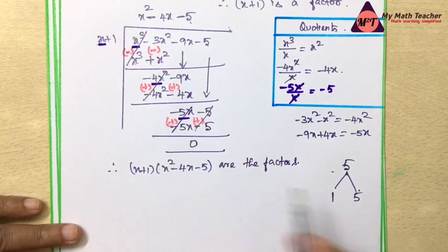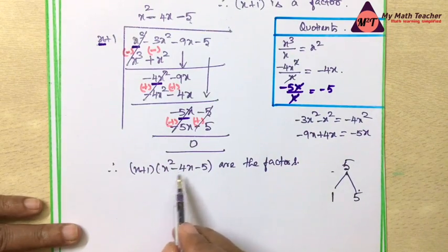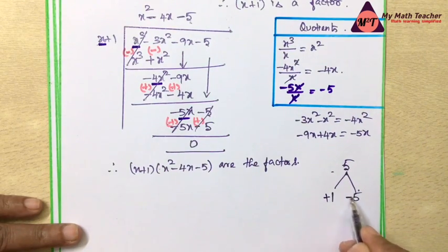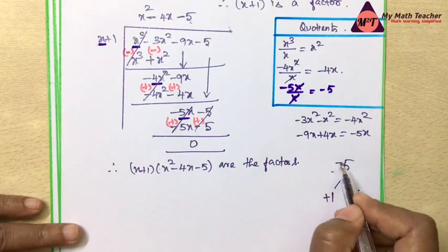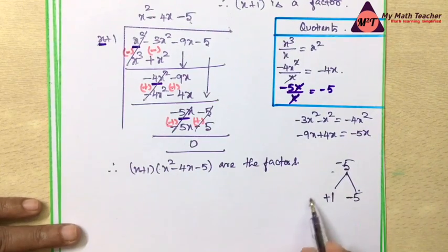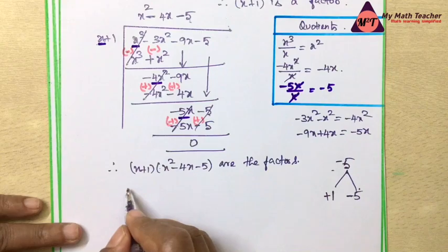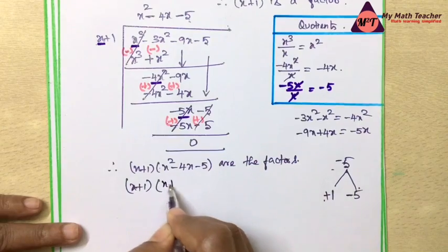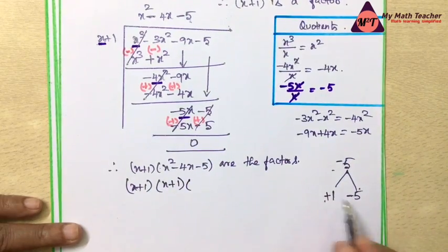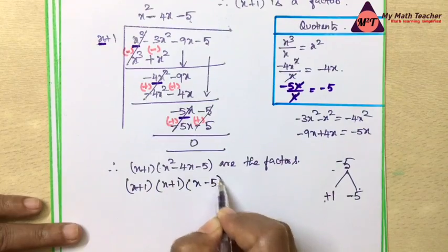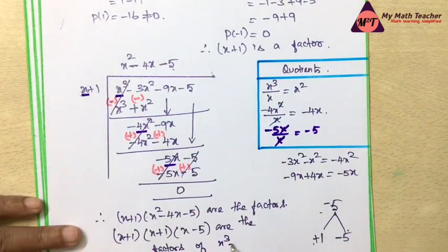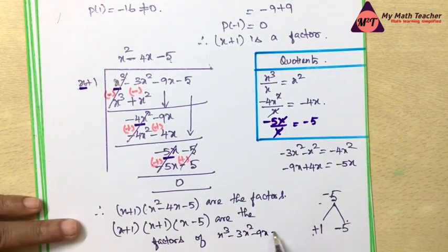When you add the two numbers, you should get minus 4, which is the middle term. So how to get minus 4? If you are making plus 1 and minus 5, when you multiply, it is plus into minus, minus 5. That is the last one, that is minus 5. When you add, you will be getting minus 4x. These are the two numbers which we need. Now therefore we can write x plus 1 for x. So the next one is x plus 1 is the next factor, and then we have got x minus 5. These are the factors of x cube minus 3x square minus 9x minus 5.